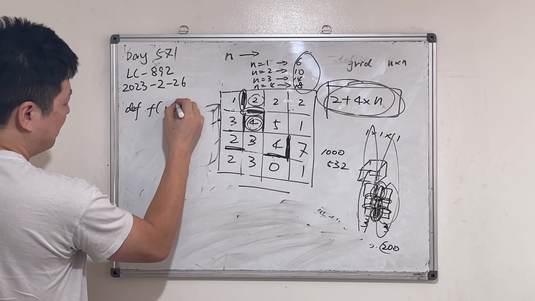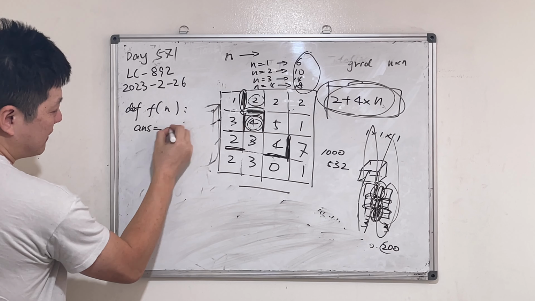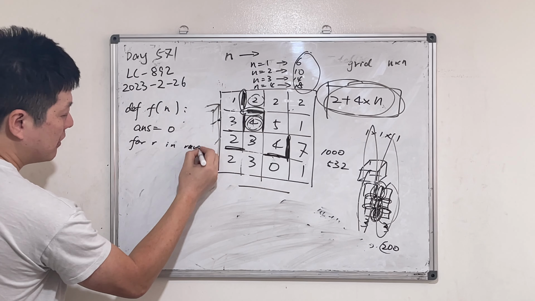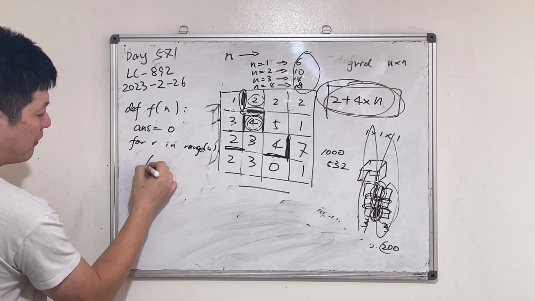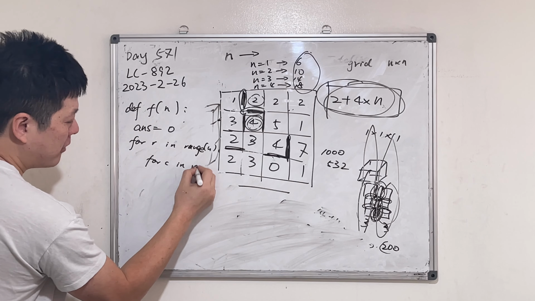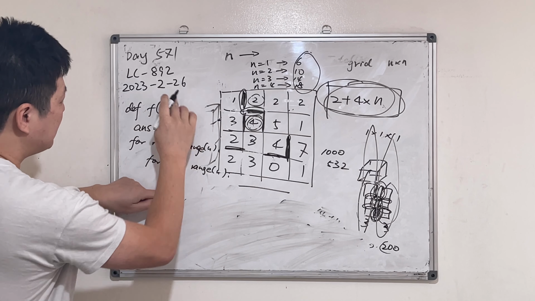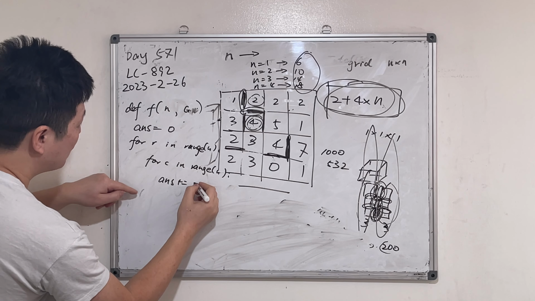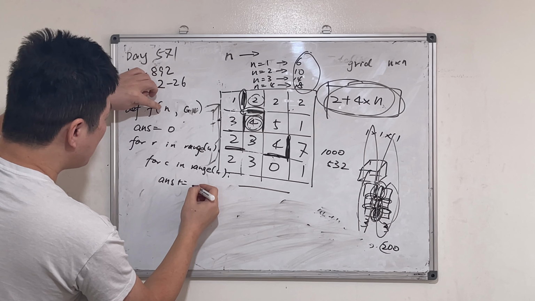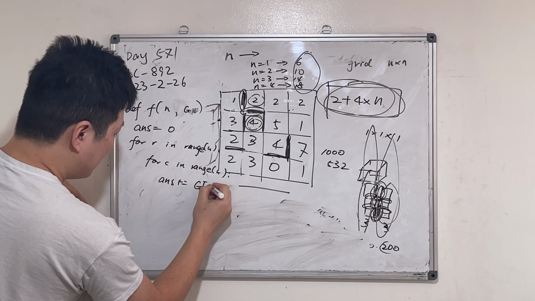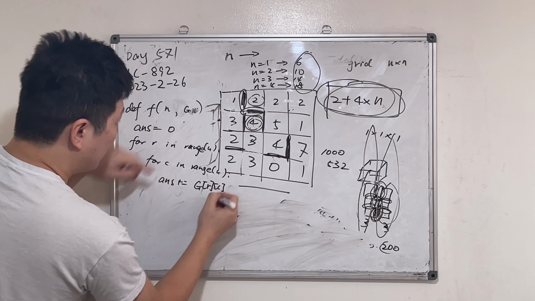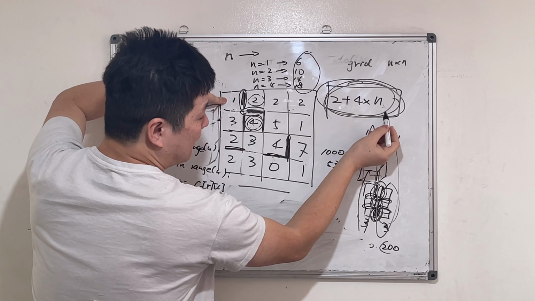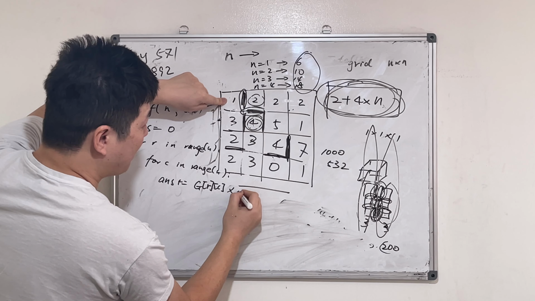Answer at the beginning is 0. For row in range N, for column in range N. This is the grid, G. Now answer plus equals G[R][C]. This is the number, and the contribution is this one, times 4 plus 2.